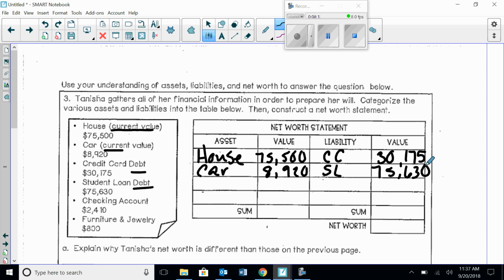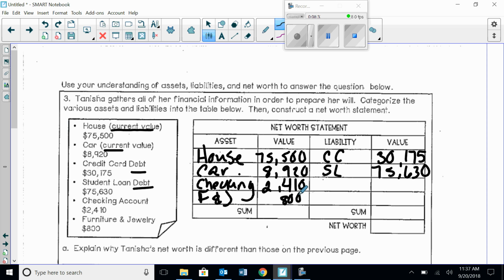And then we have a checking account. So you have that money already in your account, so that's going to be an asset. So $2,410. And then we have furniture and jewelry. So if you wanted to, you could sell that. So I'm just going to abbreviate furniture and jewelry, and that's going to be $800.